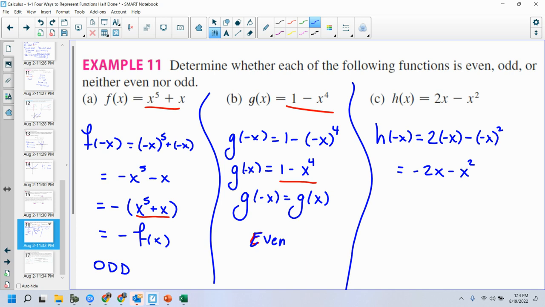Okay, as it sits right now, is h of negative x, did that come out to be h of x? No. There's a negative sitting out in front of the 2. So it's not the same. So I know at this point it's not even. Let's try to make it odd. Let's pull out that negative and see if maybe it's negative all of that. So if I factor out a negative, that's going to be a 2x plus x squared. Is this the same as this? No. So it's not even nor odd. It's neither.